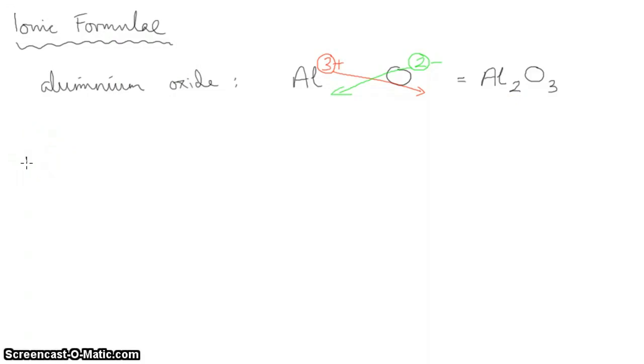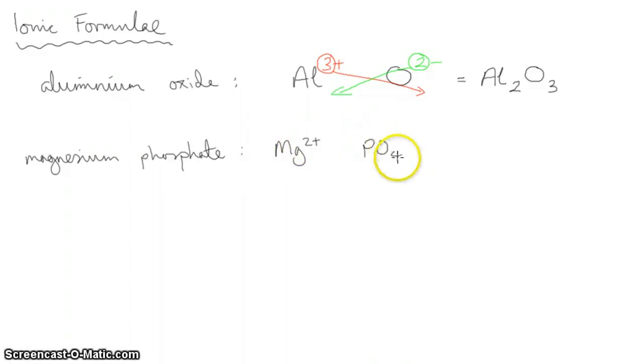If we take another one, like magnesium phosphate. Okay, the magnesium is a 2+ ion. The phosphate, may not have seen this one before, is a 3- ion. We take the 2 of the magnesium and make that the number of phosphate ions that we're going to have. We take the 3 of the phosphate and make that the number of magnesium ions that we're going to have.